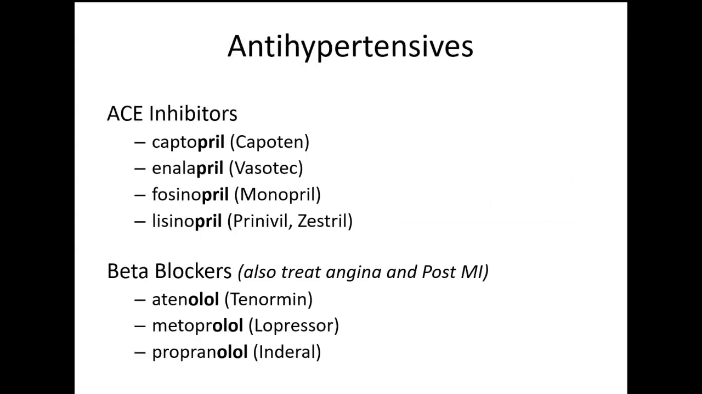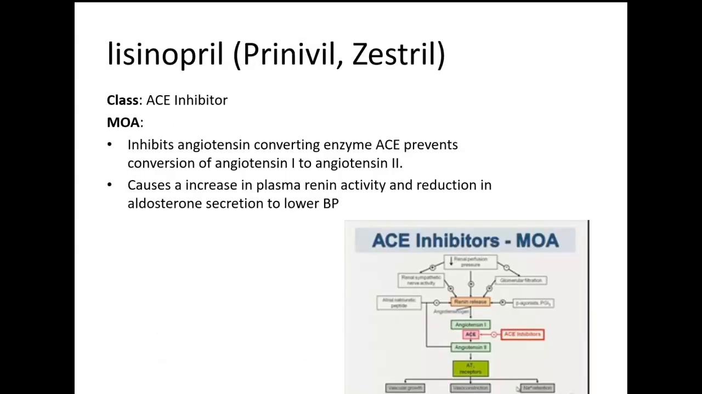Antihypertensives, we're going to talk about these. We have ACE inhibitors, beta blockers. So our ACE inhibitors block the conversion of angiotensin 1 to angiotensin 2 in the RAS system, and they cause an increase in plasma renin activity and a reduction in aldosterone. Remember, aldosterone has to do with salt and water, and so if you have less aldosterone, you can have less salt, less water, lower blood pressure.